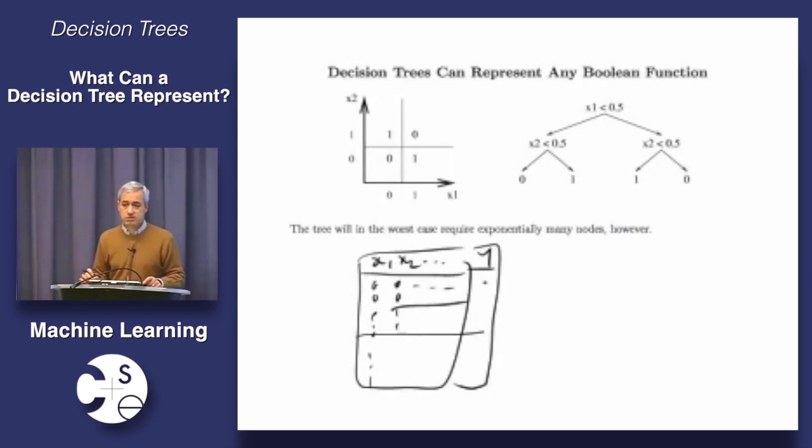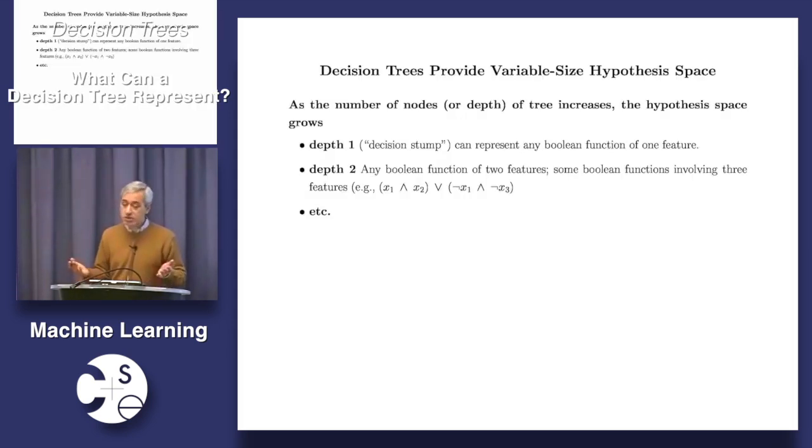Questions? Okay, very good. So decision trees are actually a pretty general method. And clearly they're also a variable-sized hypothesis space. Think, for example, of decision trees of depth 1, also known as decision stumps. These are decision trees that basically just test one variable. And if the class just depends on one variable, I can represent that with a decision tree of depth 1.